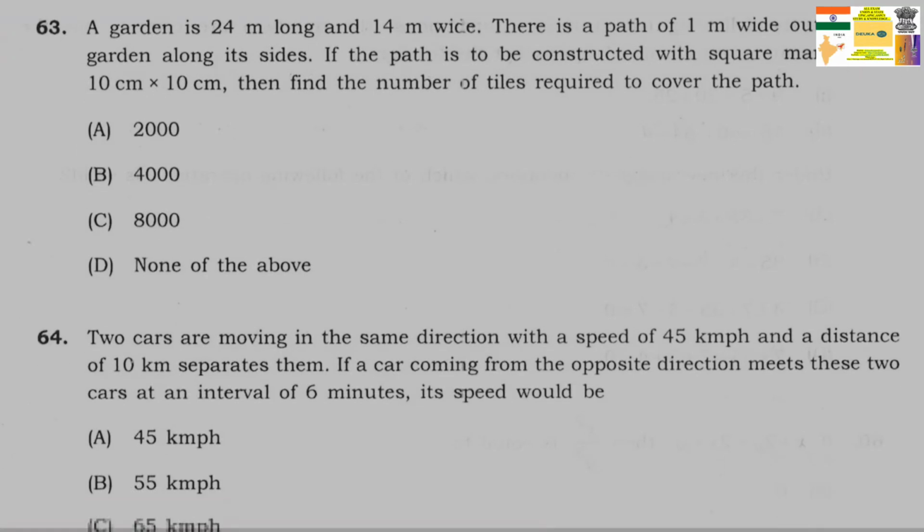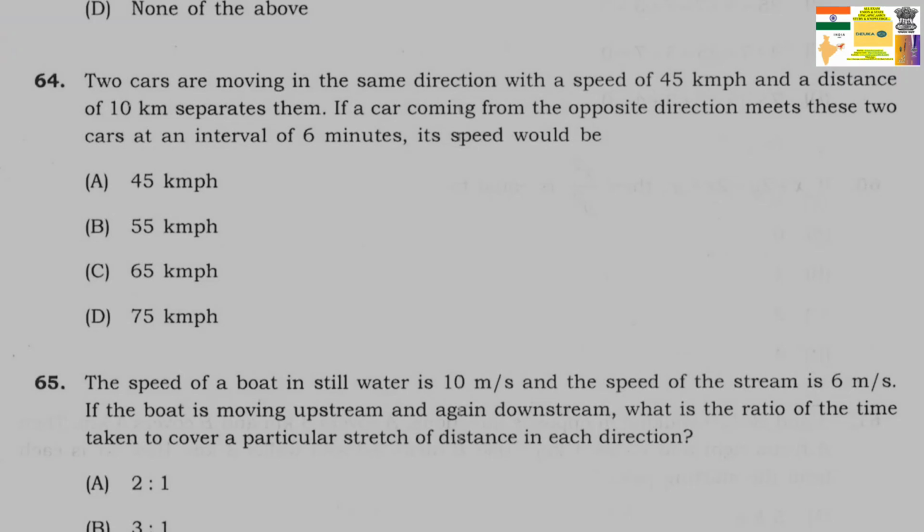Question number 64. Two cars are moving in the same direction with a speed of 45 km per hour and distance of 10 km separate them. If a car coming from the opposite direction and meets these two cars at an interval of 6 minutes, its speeds would be A 45 km per hour, B 55 km per hour, C 65 km per hour and D 75 km per hour. Answer আপোনালোকে কৰিলে পাই যাব 55 km per hour.